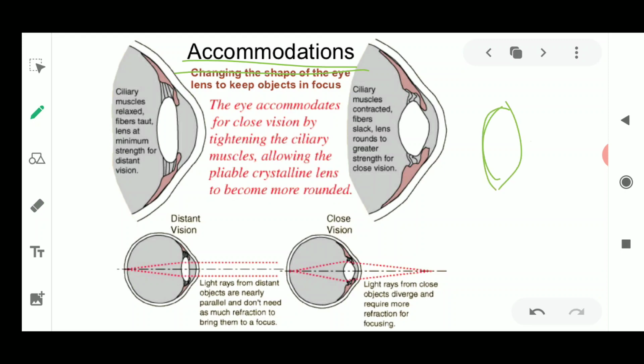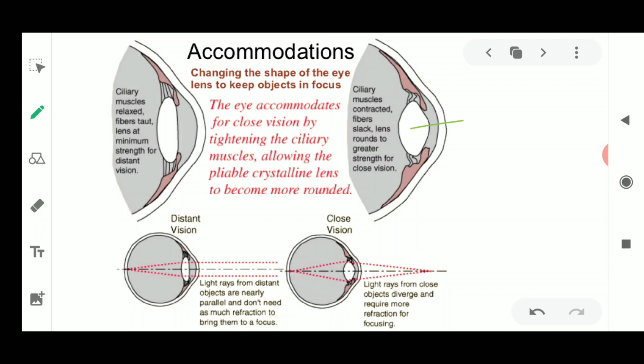So this convex shape always has the power to converge the light, the rays of light coming from different sources, and converge them at one single point. That is why the converging power is always due to the presence of the lens, which is convex in shape.